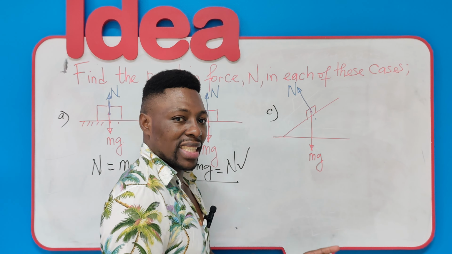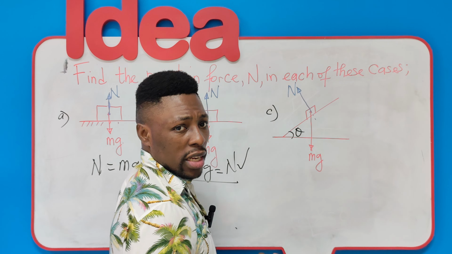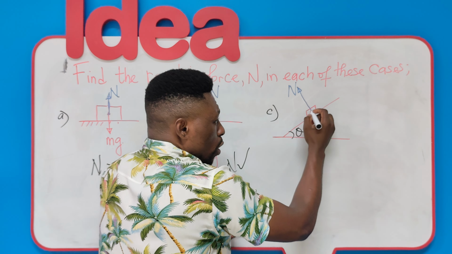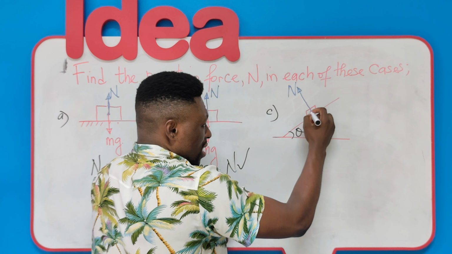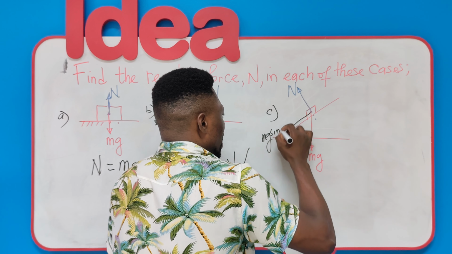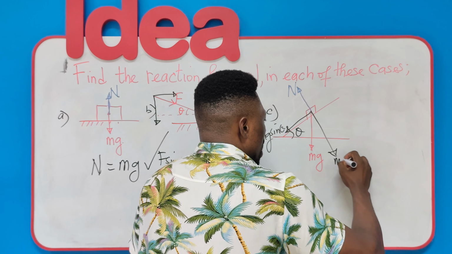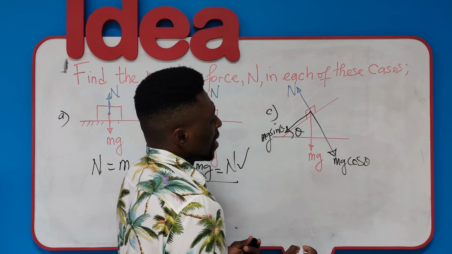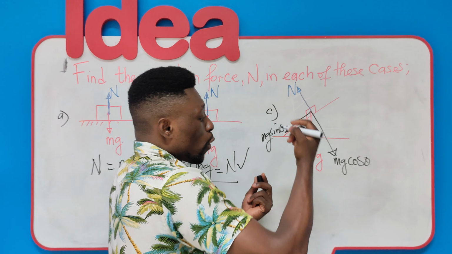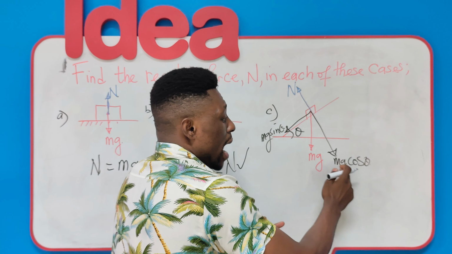Now in the third case, dear friends, it's a little bit more complicated. Let this be angle theta. Experiment has proven that if we have a load on an incline like this, along the plane of motion we have a component of its weight, which is mg sine theta, and perpendicularly to the plane of motion we have mg cos theta. Clearly, the only forces perpendicular to this plane for this particular case are N and mg cos theta.